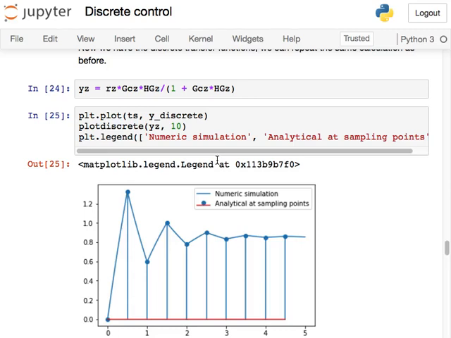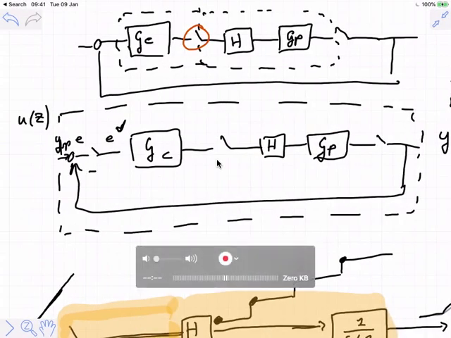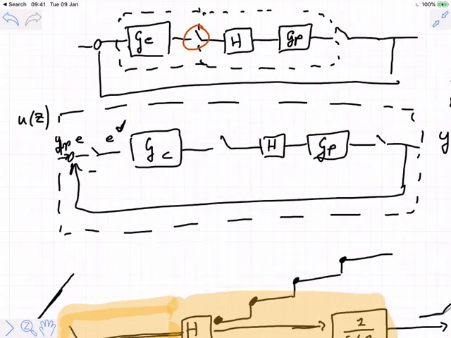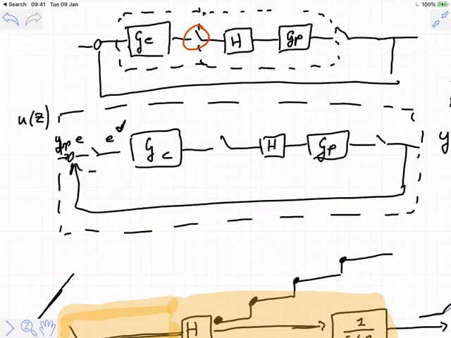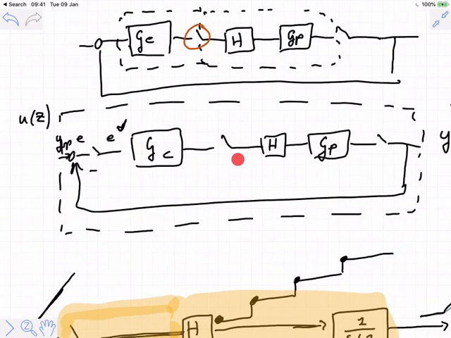So just again to remind everybody what's happening over here. So what we are trying to understand is the effect within this feedback loop of having these sampling elements within the loop. And so for now, we are still using a continuous process.